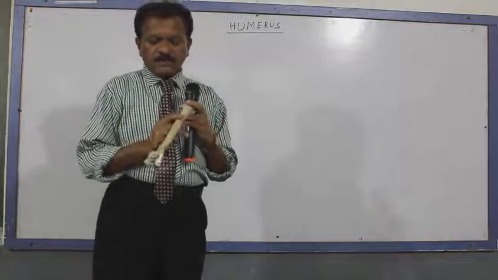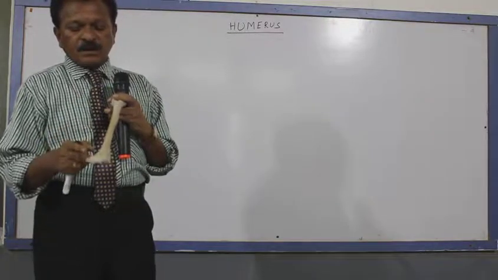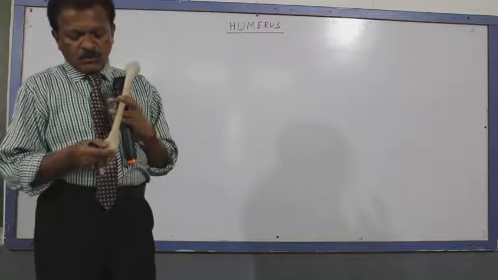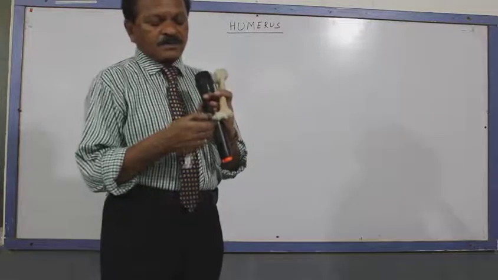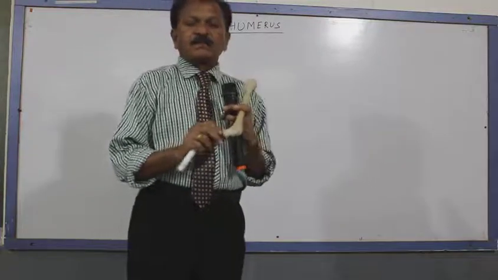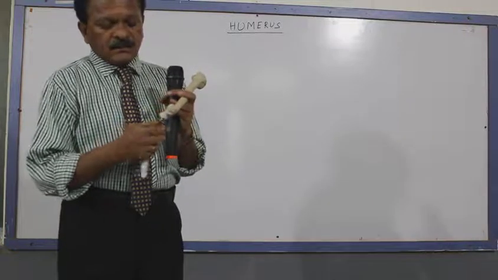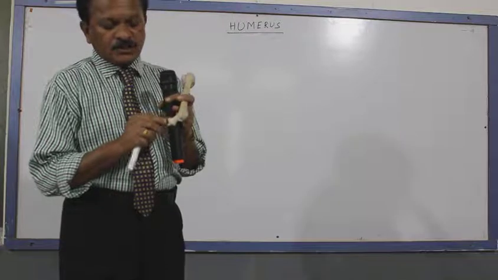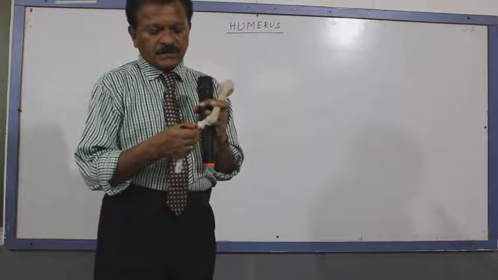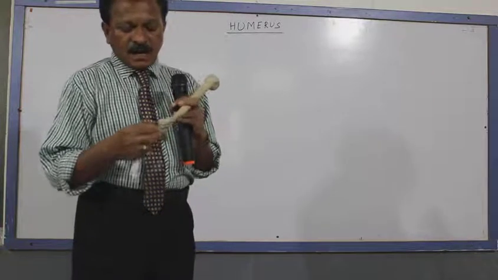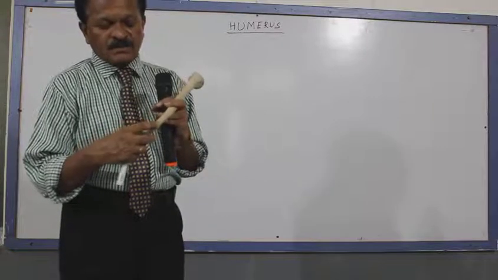And the shaft is a very strong bone. It is present in between the upper end and lower end. In the lower end, there is an inferiorly projected bony part. This is called the medial condyle, and laterally there is a lateral condyle. The medial condyle is very prominent. It is projected from the lower end of the humerus. And on the lateral side, it is projected downwards and is very prominent.